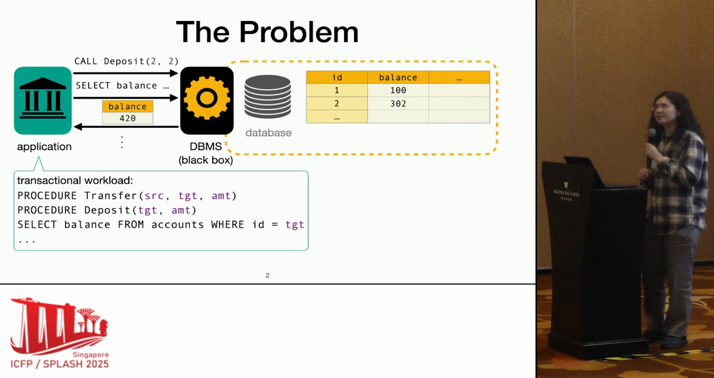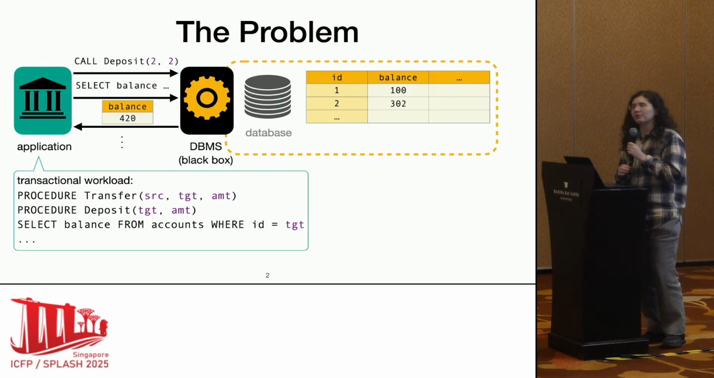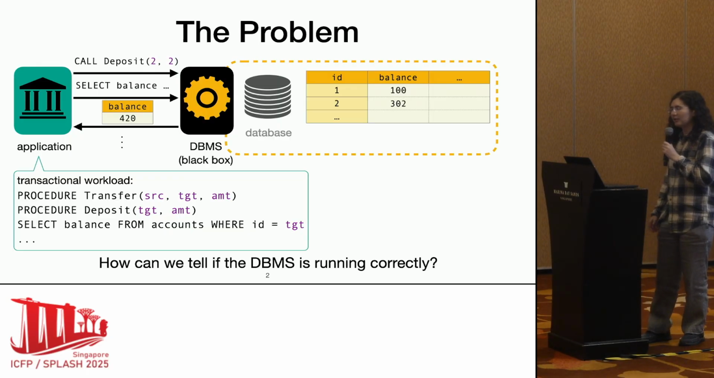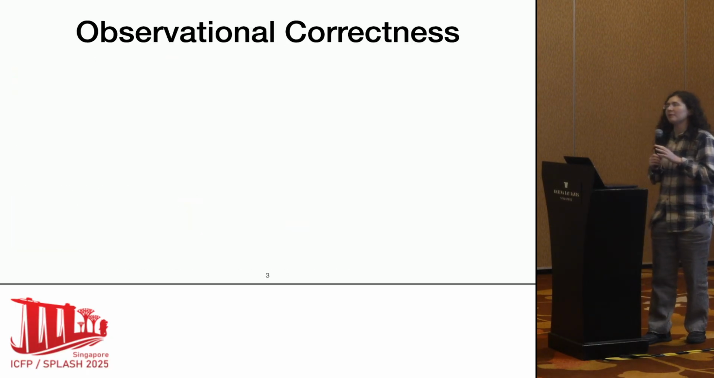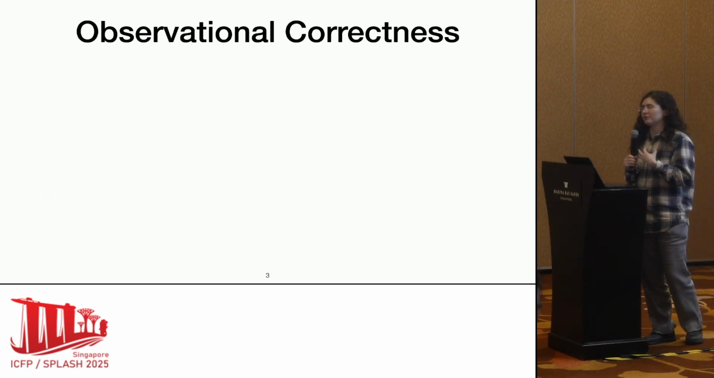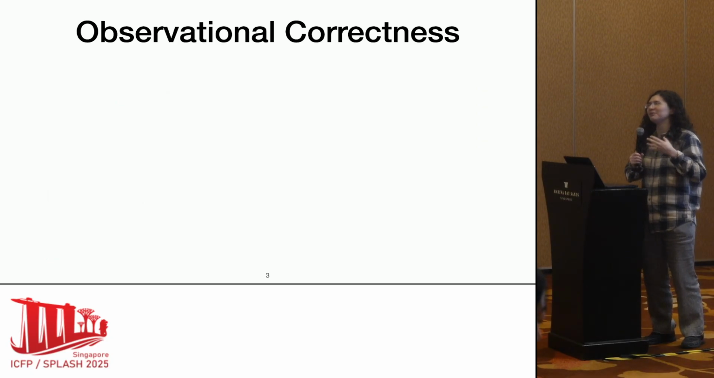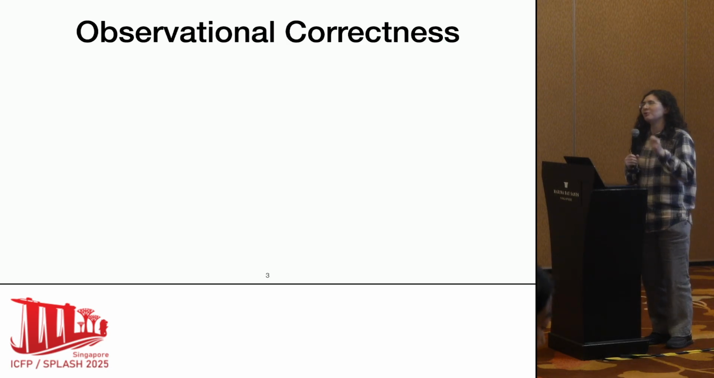However, in practice, this DBMS may be a black box system, maybe it's proprietary. And so the question is, in a scenario like this, how can we tell if the DBMS is running correctly? If we think about it, from the client point of view, we don't care that the DBMS is really implemented correctly. We just want it to run our transactions correctly.